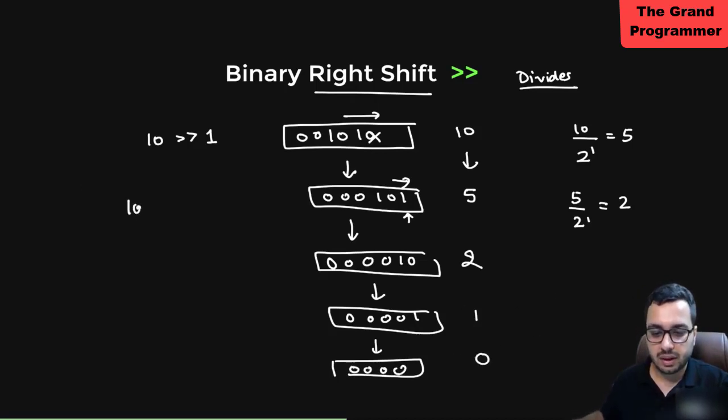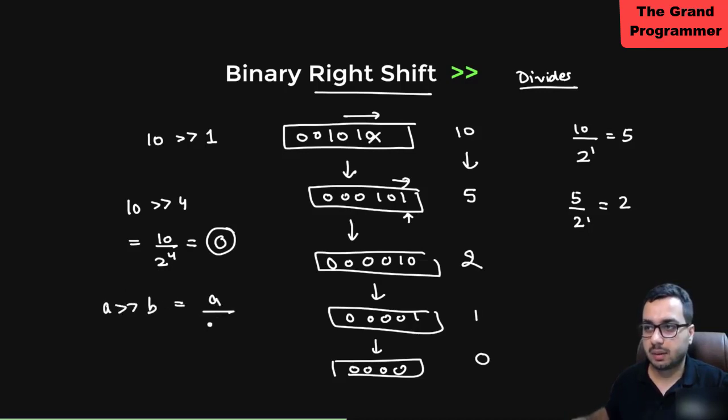So if I do 10 right shift 4, then that means 10 divided by 2 raised to the power 4, and that is 16. So this number would be 0, okay. So a right shift b basically means a divided by 2 raised to the power b, okay.